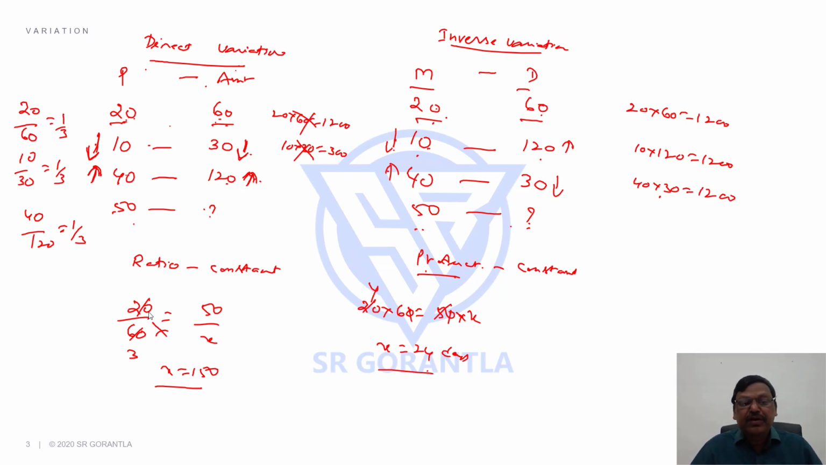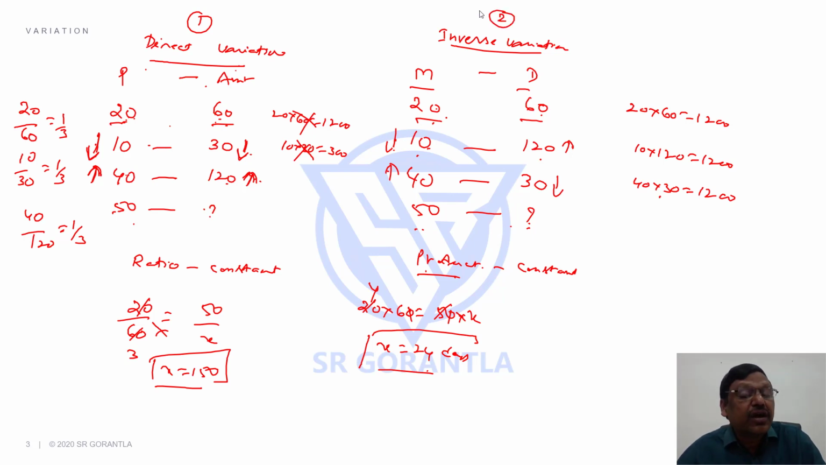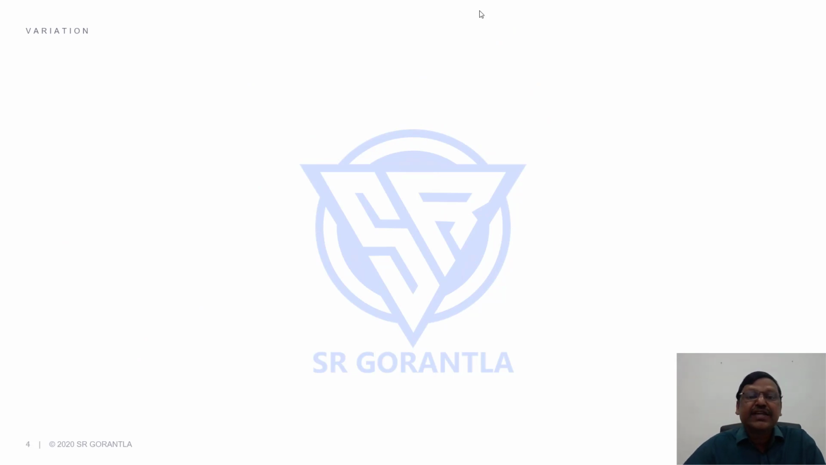So same numbers, in one case we are getting the answer 150, in another case 24 days, because the context is completely different. The first one is a question of direct variation, whereas the second one is a question of inverse variation. Right? So whatever we have discussed with the example, if I have to summarize it, what we can say is, if A varies directly with B, A by B is constant.